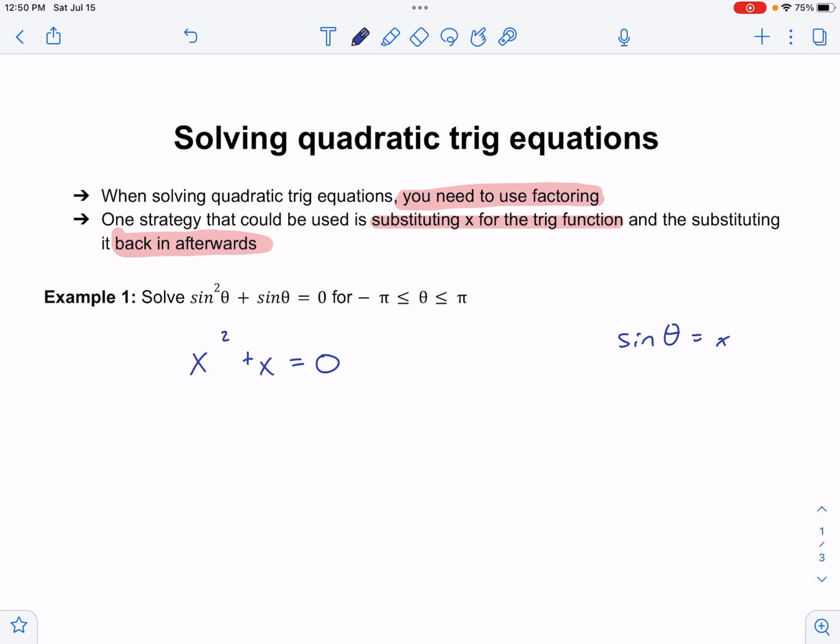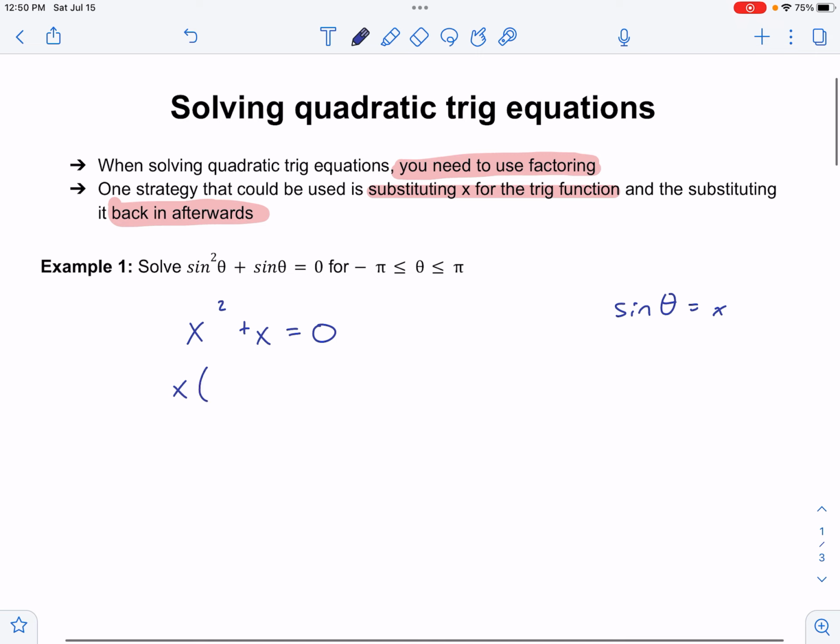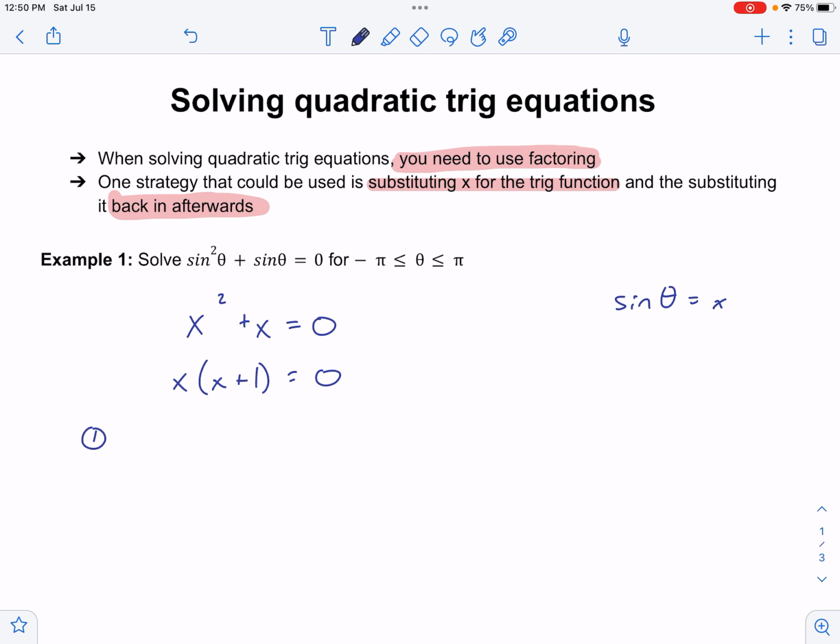Well, that's easy. We know how to factor this. We can common factor this. I can factor out an x, and then I have x plus 1 is equal to 0. And my muscle memory from quadratics takes over, and I'm like, well, there's two possible answers here. Possible answer number 1 is that x is equal to 0. Possible answer number 2 is that x is equal to -1. That's coming right from here.